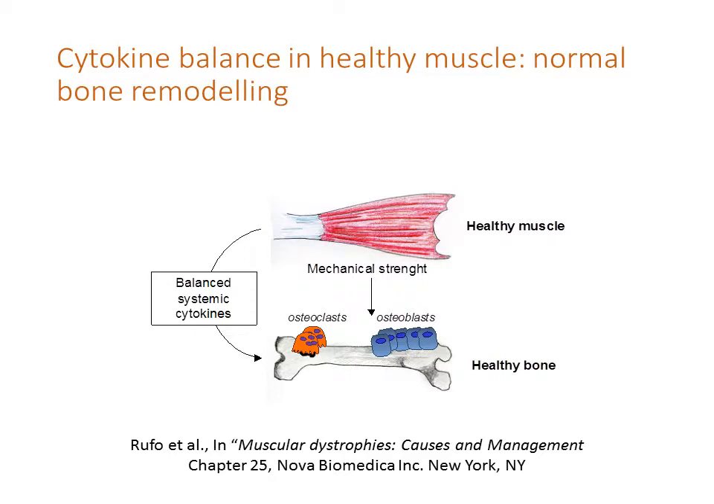This led us to propose that in normal condition, there is a beneficial mechanical loading by the muscle on the bone and a balanced systemic cytokine pool that induce a normal bone remodeling with normal osteoblast activity and normal osteoclast activity.